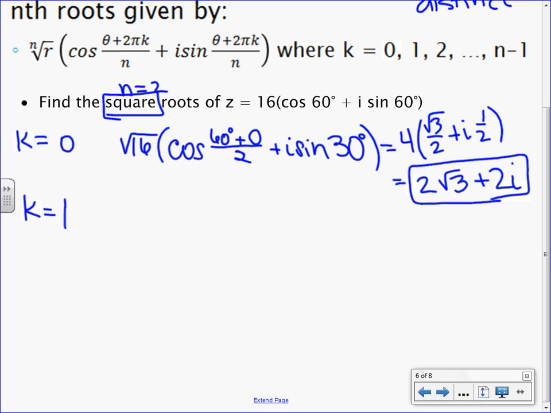For these problems, I will probably have you keep them in standard form.